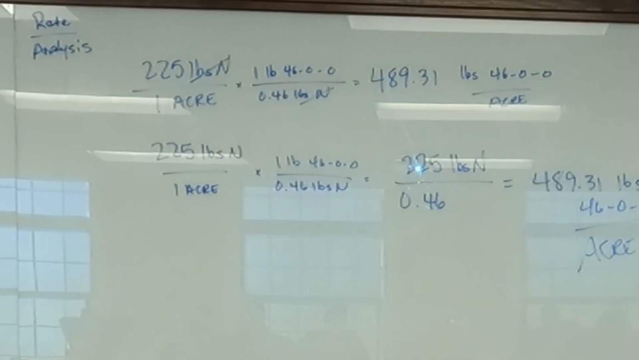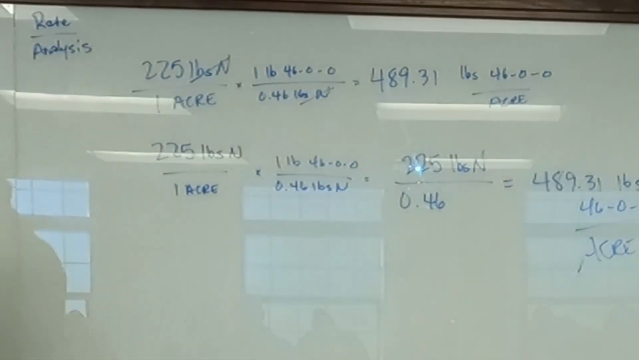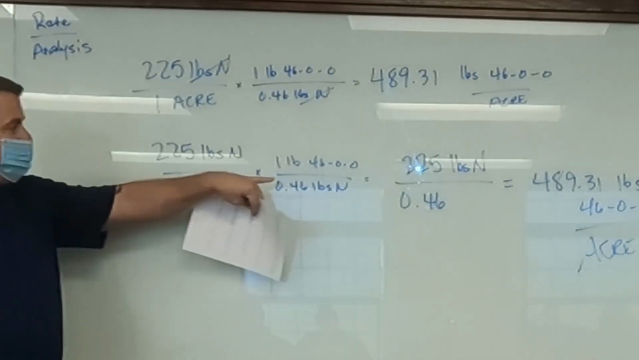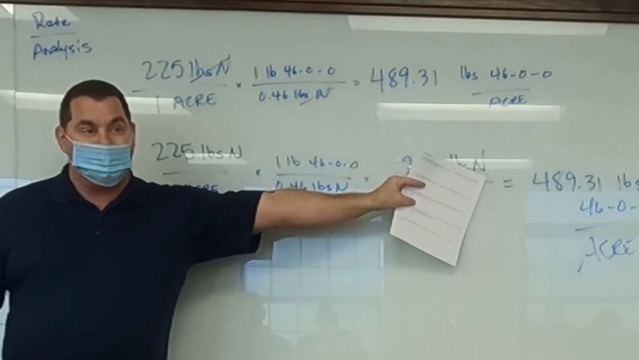I literally sat in this guy's office for an hour trying to figure out how he got the 46 on the bottom. Even though I've been doing these calculations for over a decade, I still couldn't figure out how they got the number on the bottom. I just automatically went 225 divided by 0.46 and moved on about my business, right? So when your problem is set up like this, we're going to basically multiply across and then divide at the end.